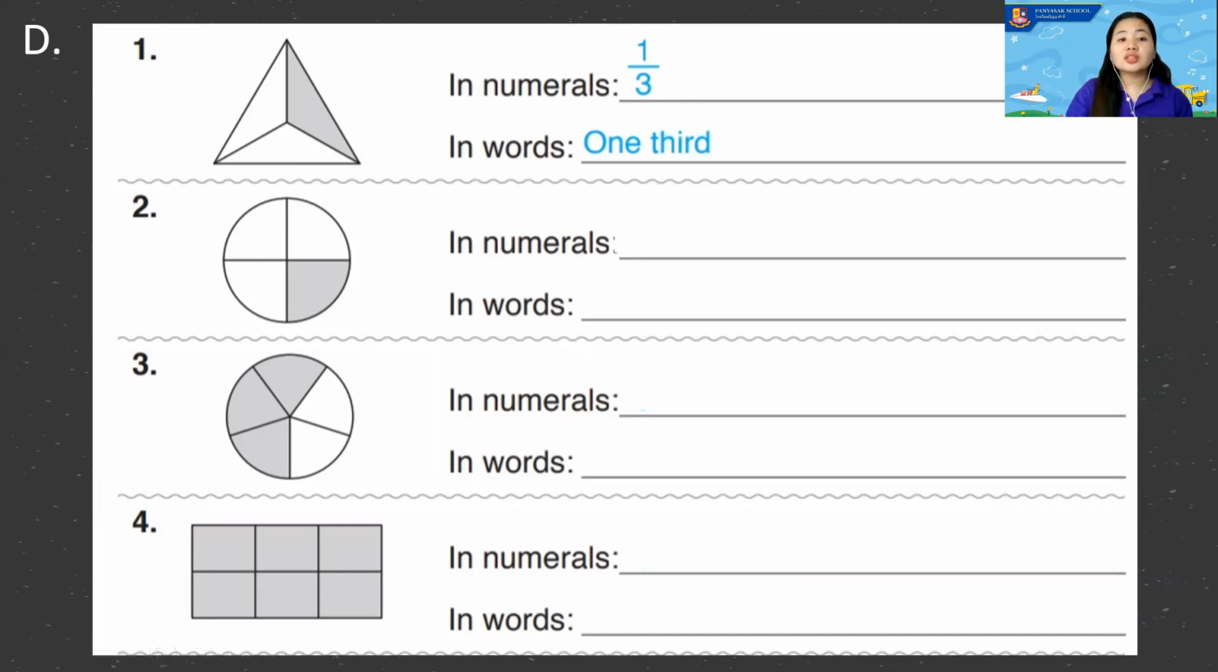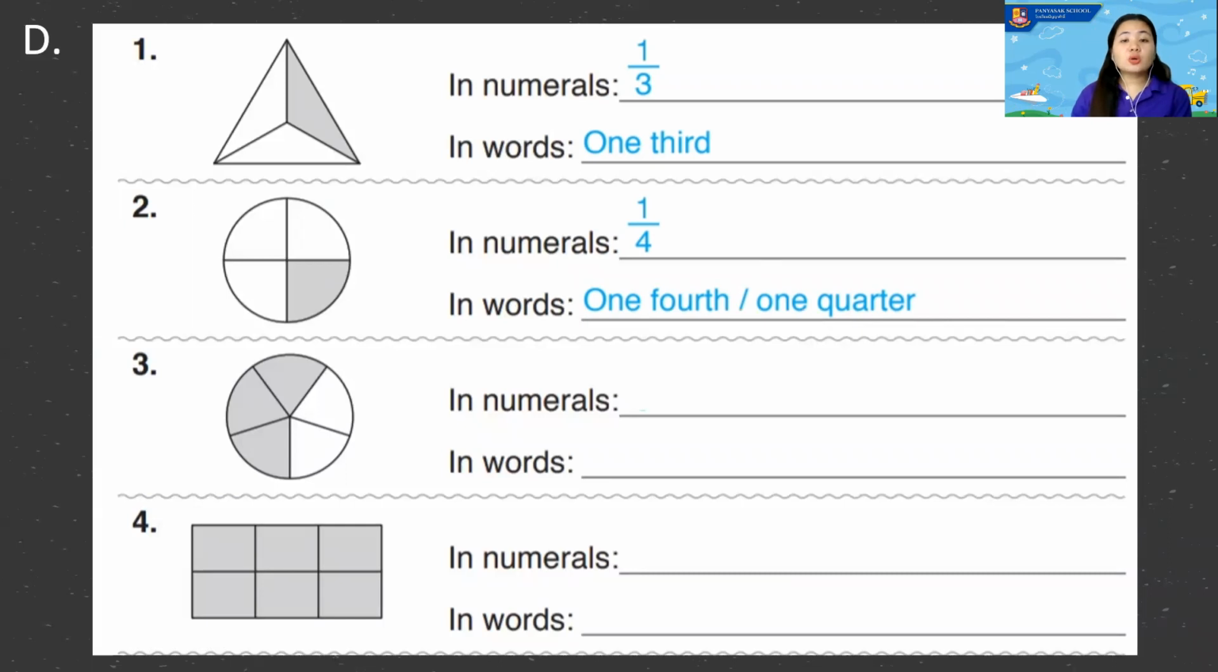Next one. How about number 2? How many shaded parts can you see? That's 1, so that is the numerator. How about the denominator? What is the number for the denominator? That is 1, 2, 3, 4. So in numerals, the answer is 1/4, and in words, one fourth. Very good.